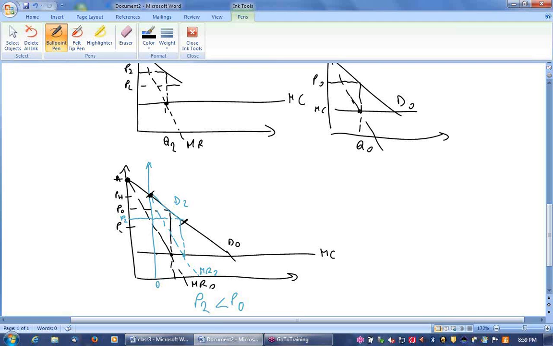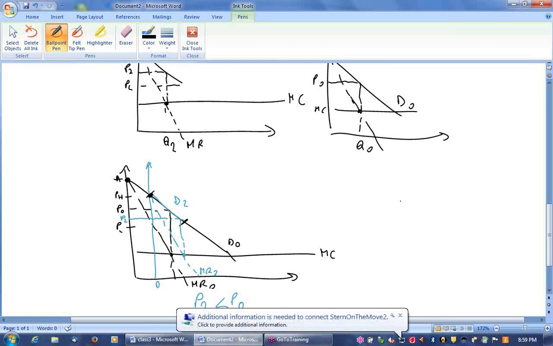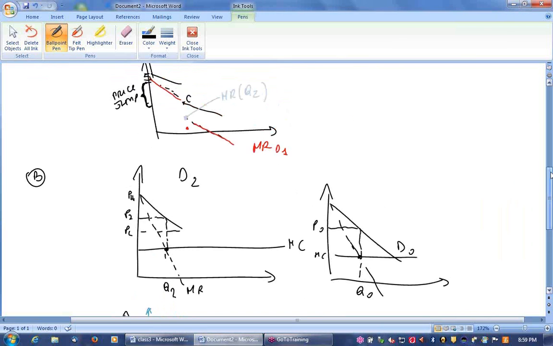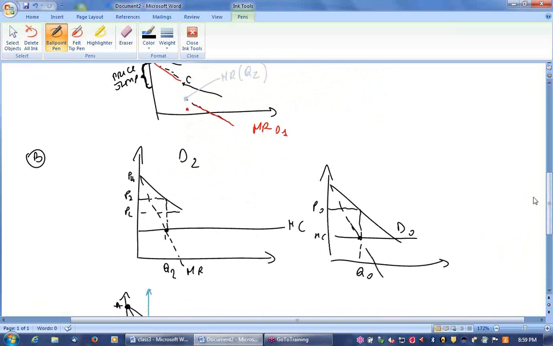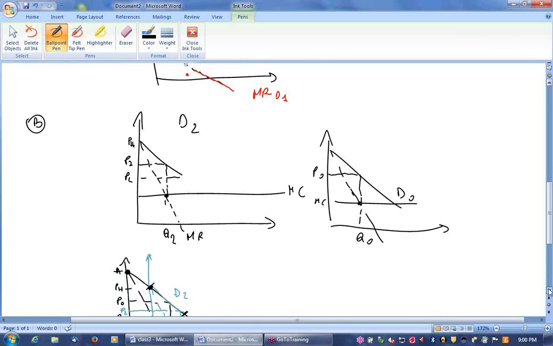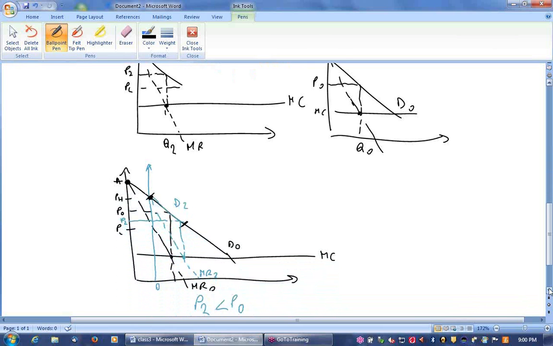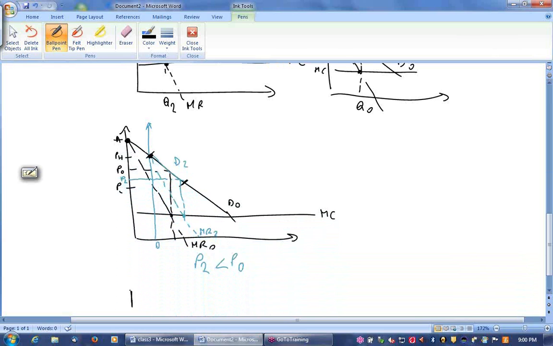No, I didn't get it. So the marginal revenue for demand curve 0, that is the initial demand, is greater than the marginal revenue for demand curve 2, and you don't compare it to the marginal revenue of demand curve 1. This is the only thing that you can say.